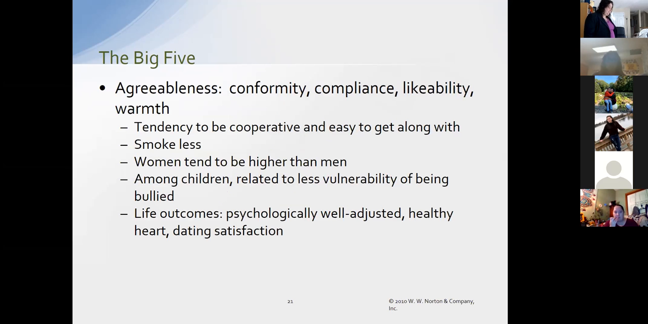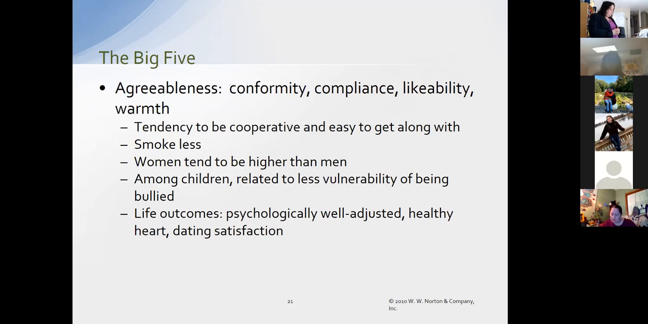All right, agreeableness. It can be conformity and compliance, so they're sort of following along with what people want you to do. But it also includes things like likability and warmth. These people tend to be cooperative and easy to get along with. Randomly, they smoke less, however. So it's not just succumbing to peer pressure. Women tend to be higher on agreeableness than men. Again, I think this is due to societal expectations of what women's roles are.